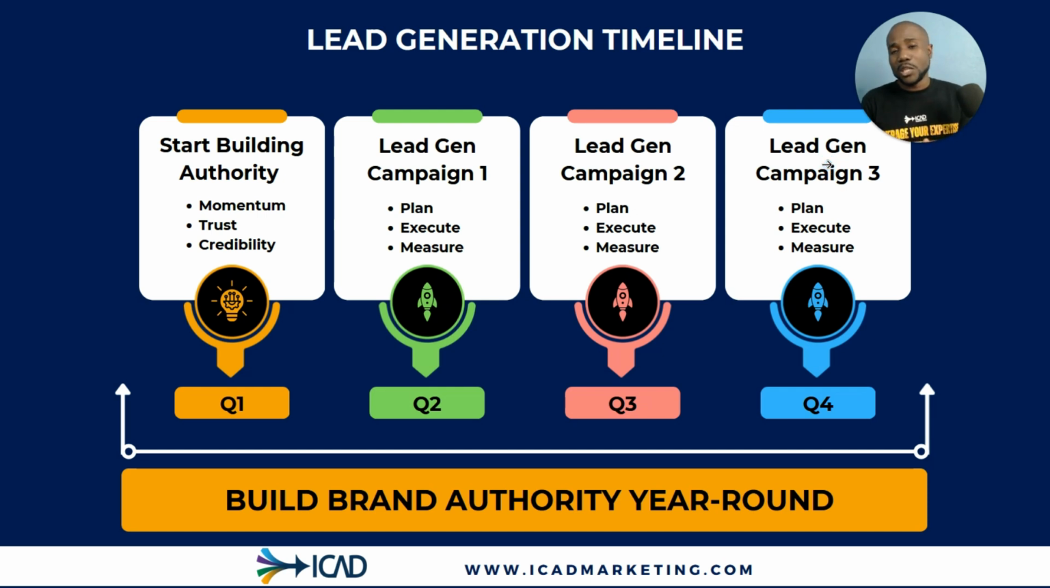And for each lead generation campaign, you can decide that each one will have a different theme, right? So you can have one theme for Q2, one theme for Q3, one theme for Q4. You could launch a lead generation campaign for the different services that you offer. So it could be service 1 for Q2, service 2 for Q3, service 3 for Q4, and so on and so forth, right? You can do it by segment. There are several ways you can decide to launch lead generation campaigns for each quarter.